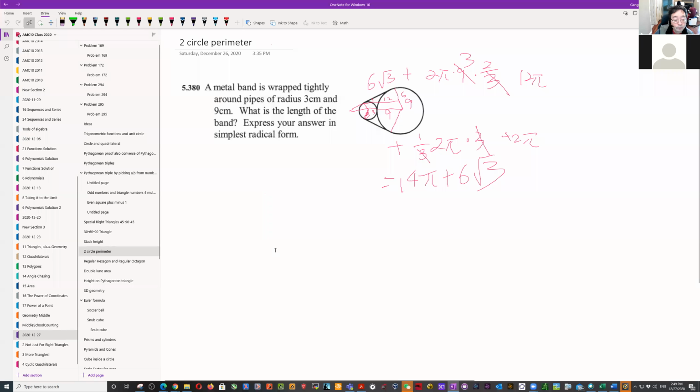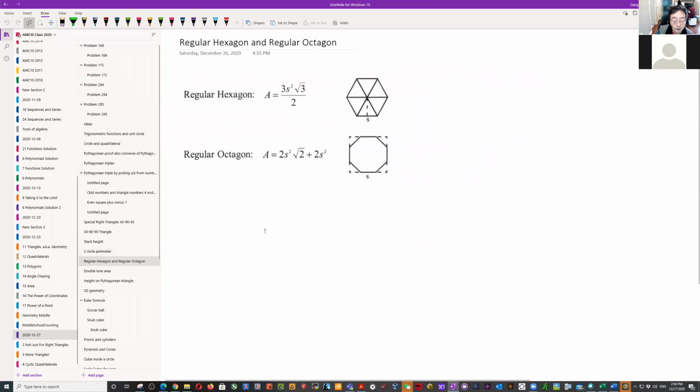And so there are a few other problems, but I think you can try to understand them yourself based on it. And then these are two very popular shapes, the regular hexagon and the regular octagon. You can actually figure out the area formula for both. This is actually extremely easy.